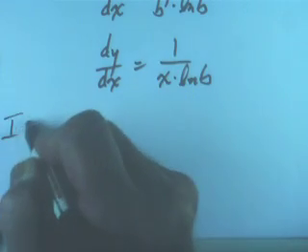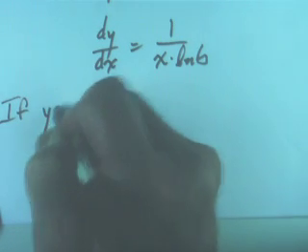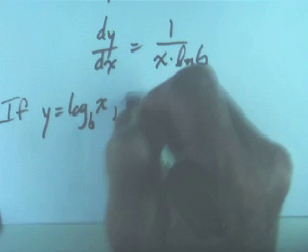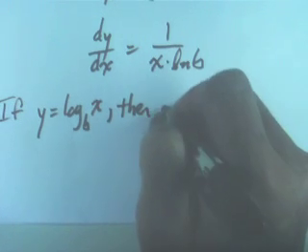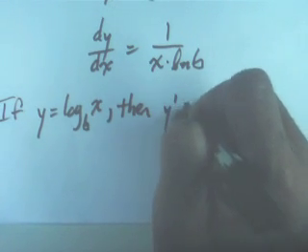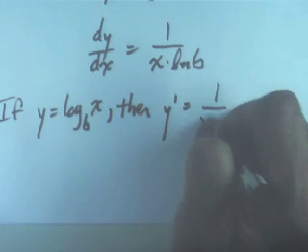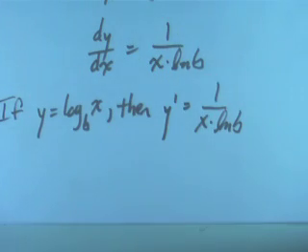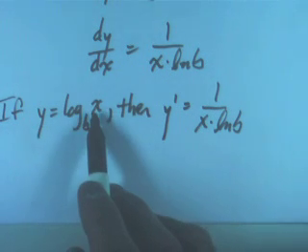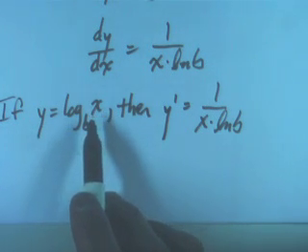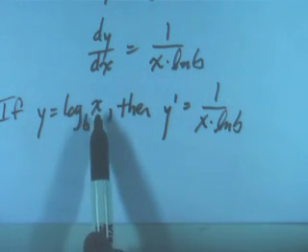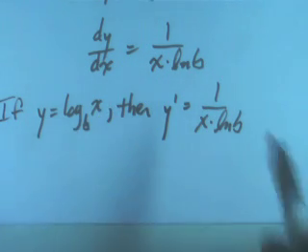If y equals log base b of x, then y prime is equal to 1 over x times the natural log of b. And of course we could generalize this and make this f of x and apply the chain rule and get a general rule for when the argument is something other than x. But we will stop here.